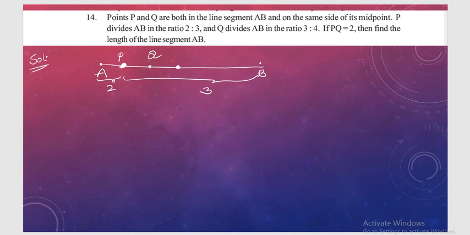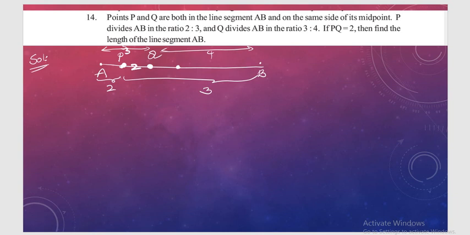Right. Next, there is point Q. So this divides AB in the ratio, if this length is 3, then this particular part is 4. So Q is dividing AB in the ratio 3:4. Right. Next, what he has given, PQ value is 2. So the length of PQ is 2. Then what is the length of line segment AB?